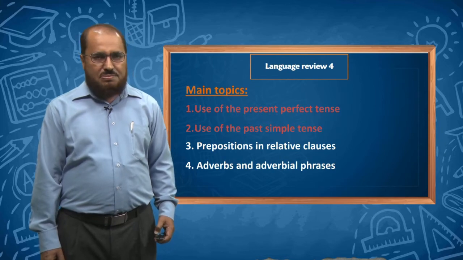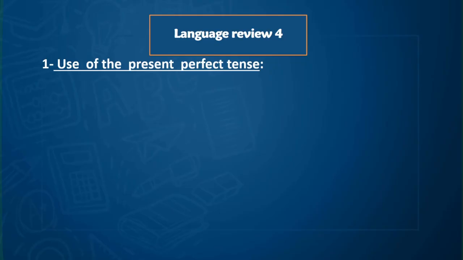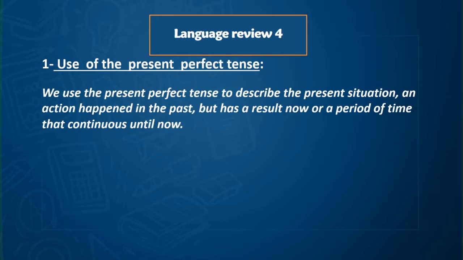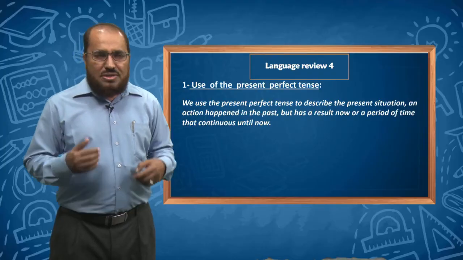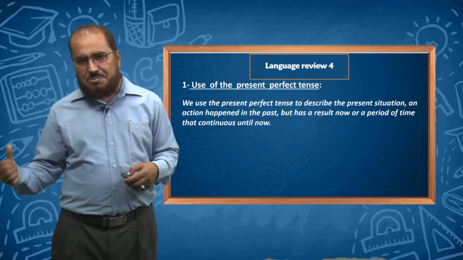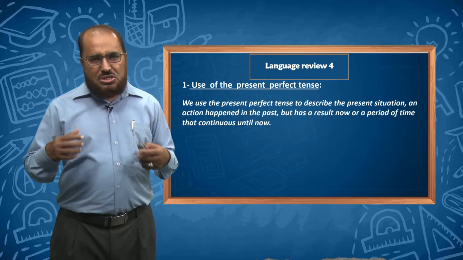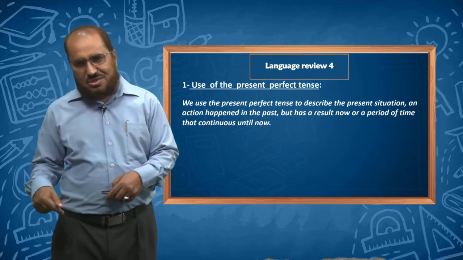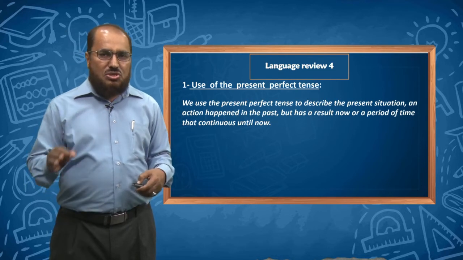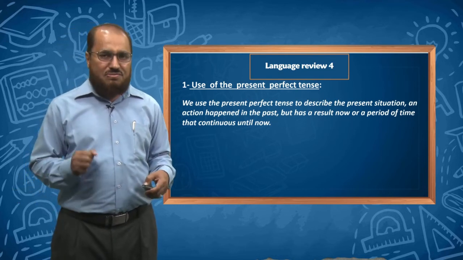Let's start with the present perfect tense. Use of the present perfect tense. We use the present perfect tense to describe a present situation. That means something happened recently. It is past, but it was completed just now or sometime before now. Or an action that happened in the past but has a result up to now. Or a period of time continuing in the past up to now. These 3 cases are suitable to be expressed by the present perfect tense.